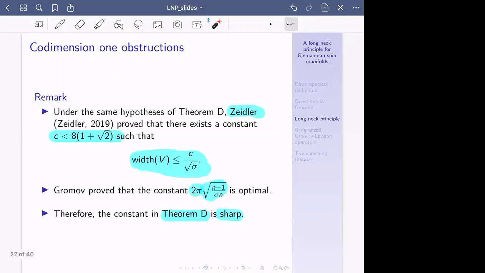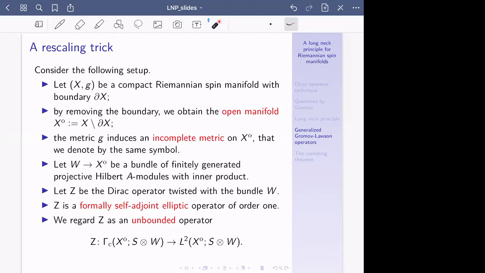Okay, all right, so now I want to move to describing the analytic machinery that I use to obtain these inequalities. I will focus on the first two theorems, so on the long neck problem and on the width of a collar neighborhood. The case of a band is obtained with some variations of this technique. Okay, so let me start with the main trick, which is a rescaling trick for the Dirac operator.